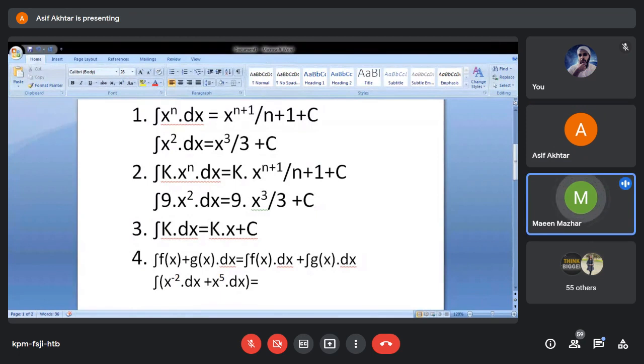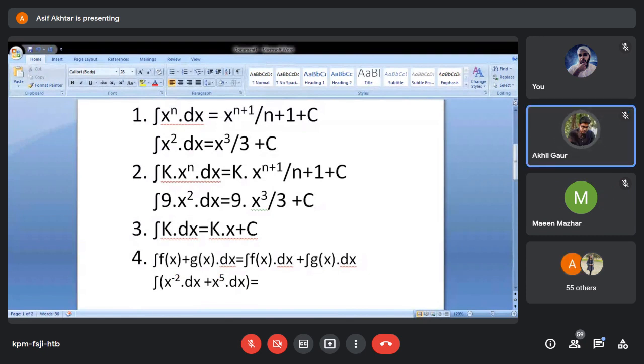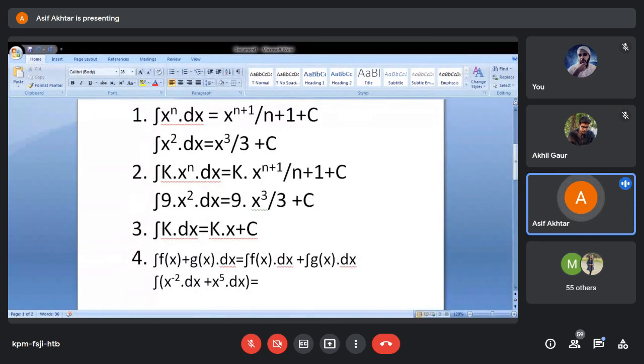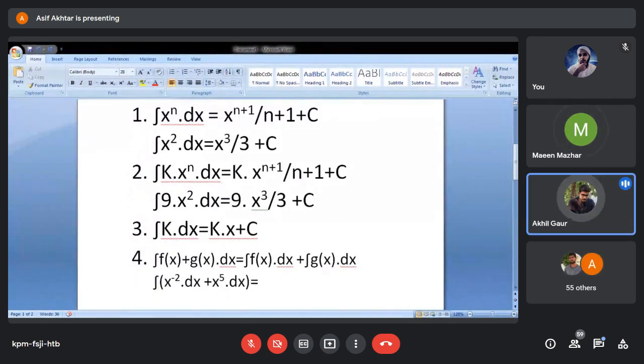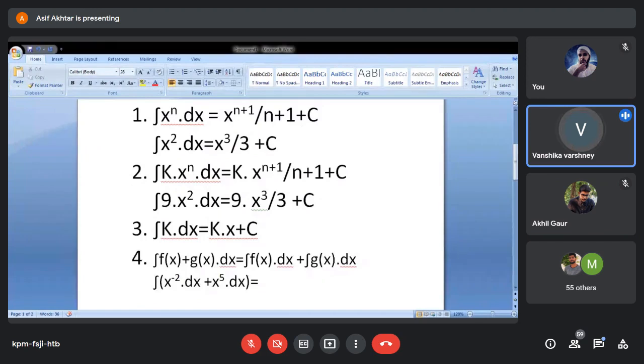Like x to the power minus 2 plus 1 upon minus 2 plus 1, plus x to the power 5 plus 1 upon 5 plus 1, x to the power 6 upon 6. Minus 1 by x plus x to the power 6 by 6. What is the rule that we apply here? Integrating both separately, plus C. The first and the fourth rule.